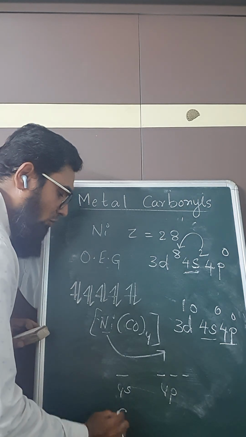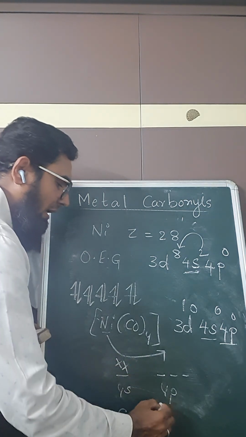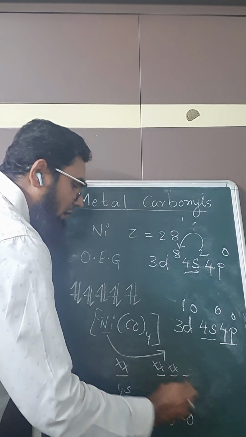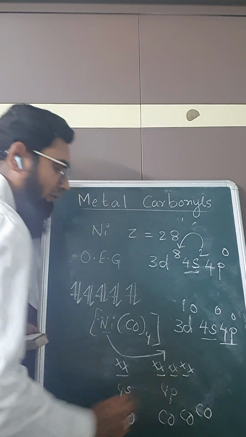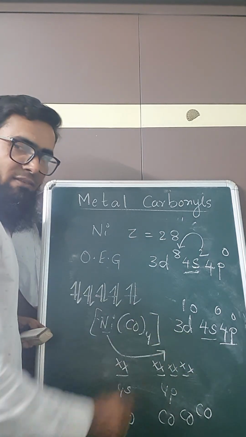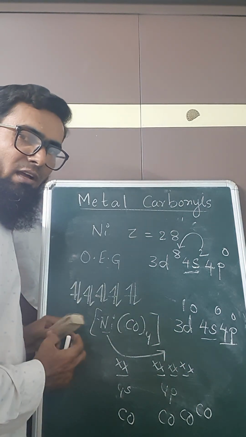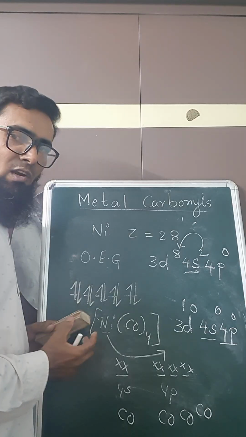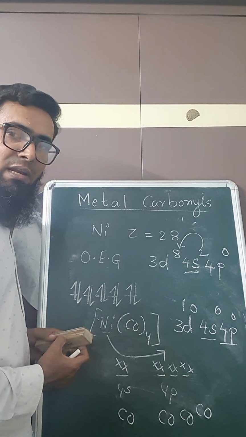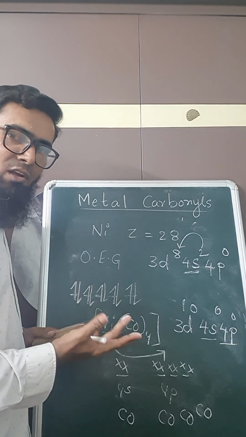So each CO will donate one electron pair to the empty orbitals of nickel. So like this, sp3 hybridization takes place and nickel tetracarbonyl has tetrahedral geometry. Now the question arises, why only 4 COs are participating in bonding? Why not more than that or less than that?